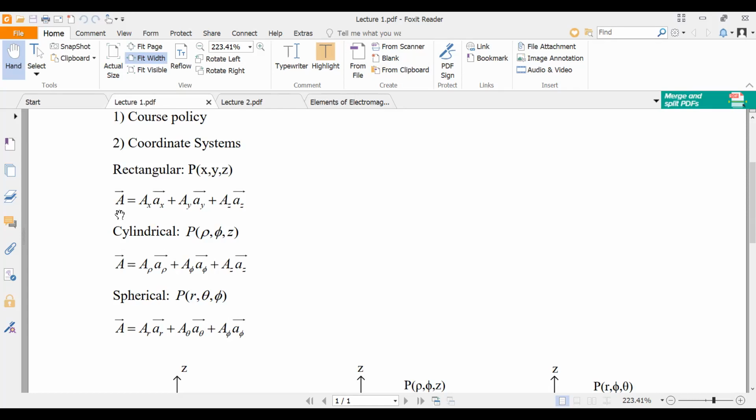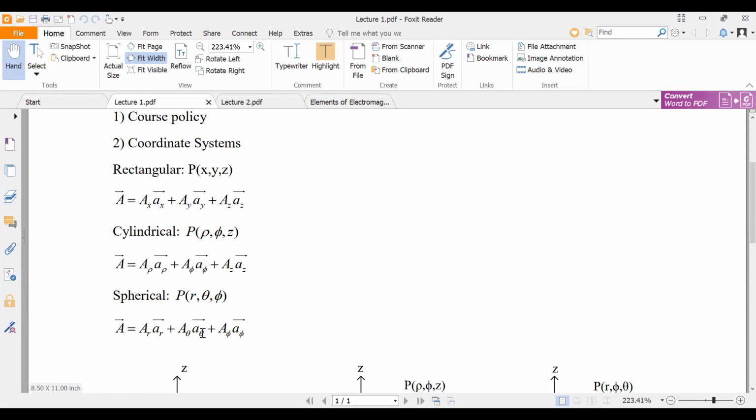So any vector, if you want to represent in a space, you first have to look at that space from the mathematical point of view. In order to look at any space from the mathematical point of view, you have to visualize that space in any of these coordinate systems. And after you visualize that space in a coordinate system, then you can locate any point in that space or any vector in that space.